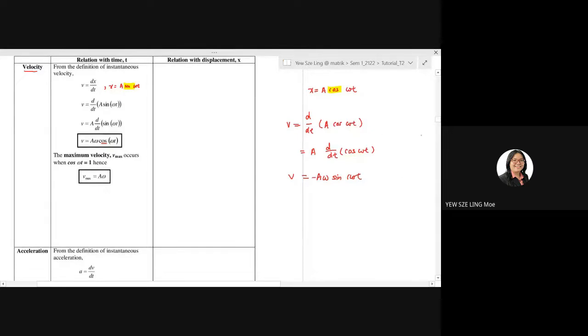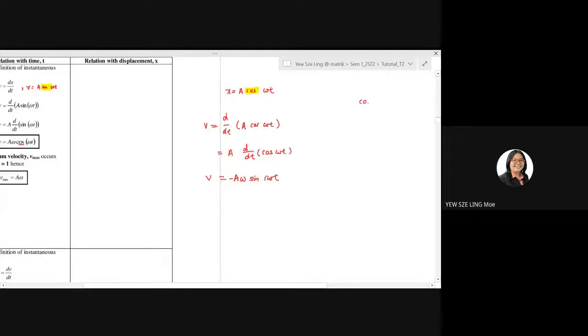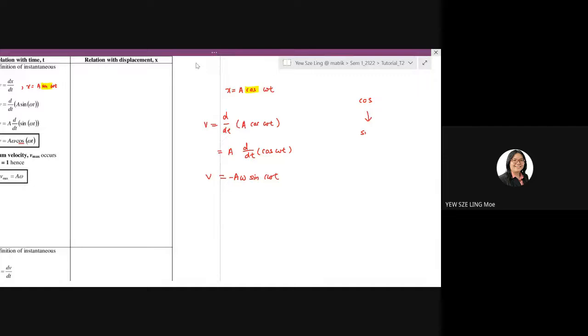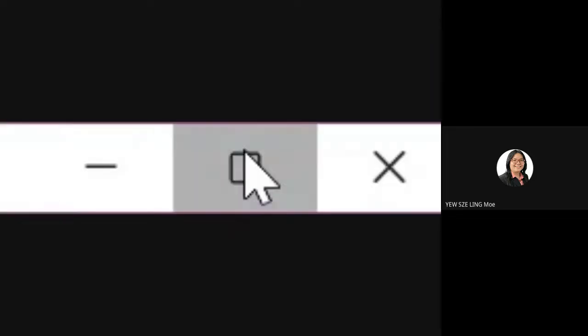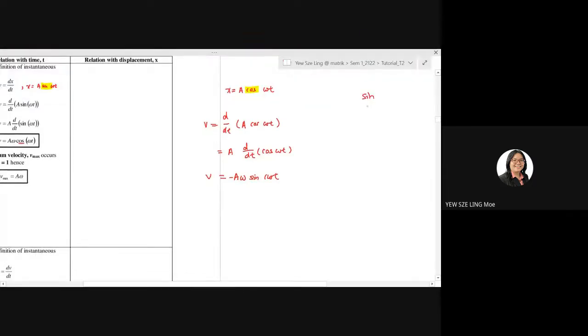So basically the relationship is like this. We're going to start from sine. Sine, you differentiate it, you obtain cos. You differentiate cos, it gives you negative sine. You differentiate negative sine, it goes to negative cos. So basically this is what happens.